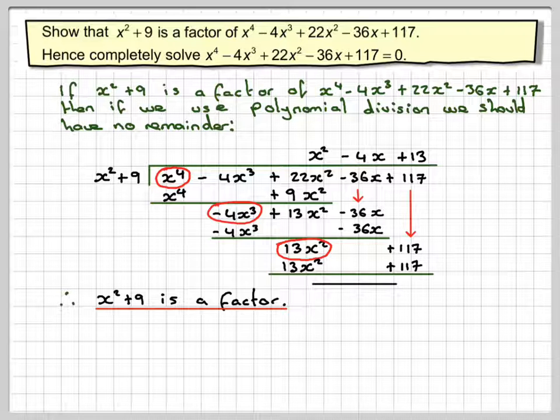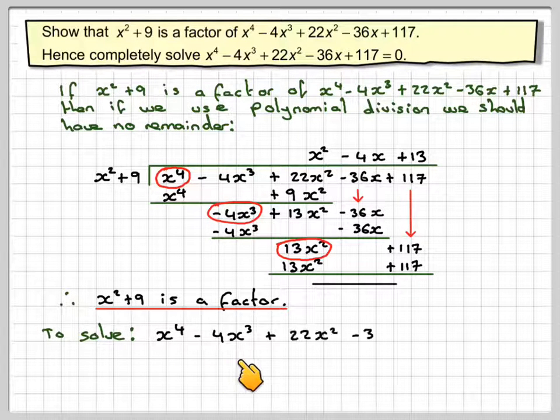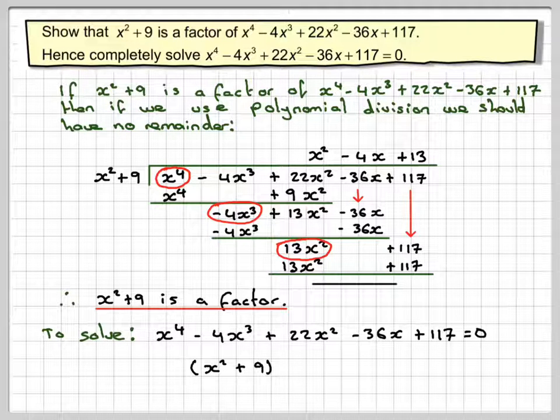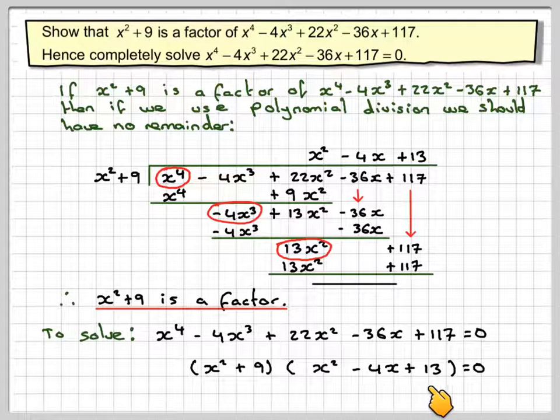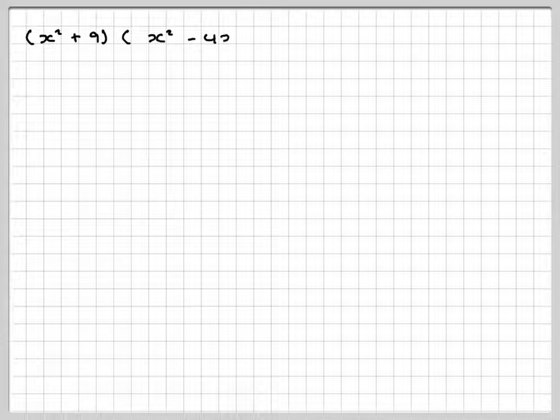Right. So we've got to solve this equation. x to the 4 minus 4x cubed plus 22x squared minus 36x plus 117 is equal to 0. This can be factorized down to x squared plus 9 times this one here, which is x squared minus 4x plus 13, is equal to 0. Writing that out across the top.